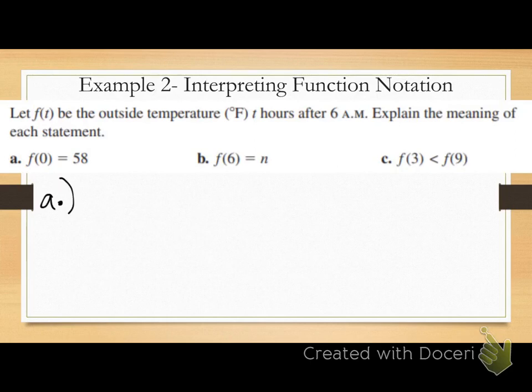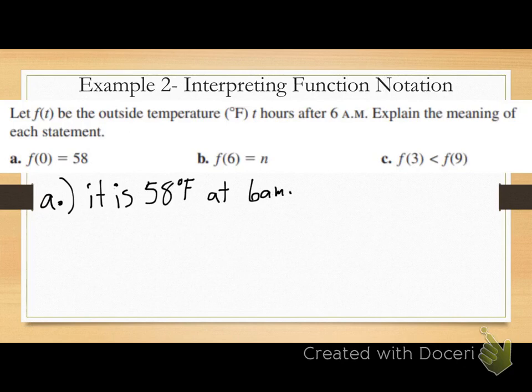What is that statement meaning if f of t is the outside temperature in degrees Fahrenheit, t hours after 6 a.m.? 0 hours. Yeah, so what time is it 0 hours after 6 a.m.? 6 a.m. So I could say it is 58 degrees Fahrenheit at 6 a.m.